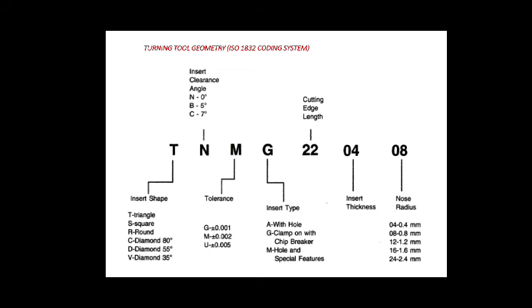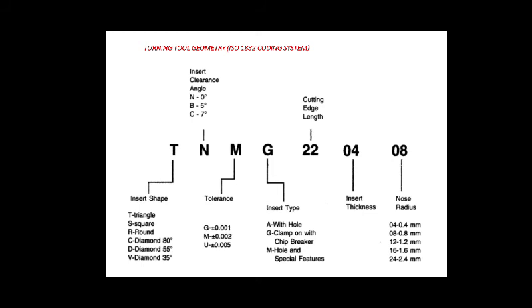As you can see, apart from M, G or U can be used. G has a tolerance of plus minus 0.001, and if M is there, then the tool's tolerance is plus minus 0.002, and if U is there, then its tolerance is plus minus 0.005.